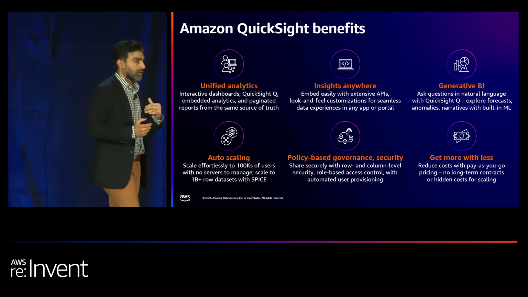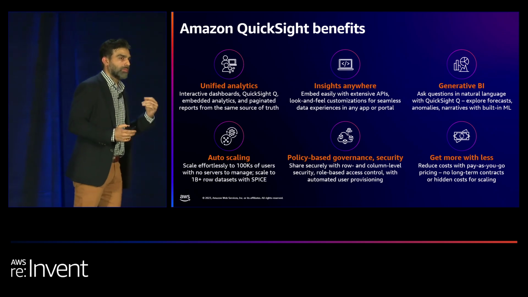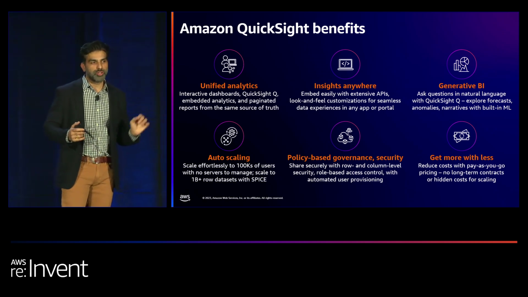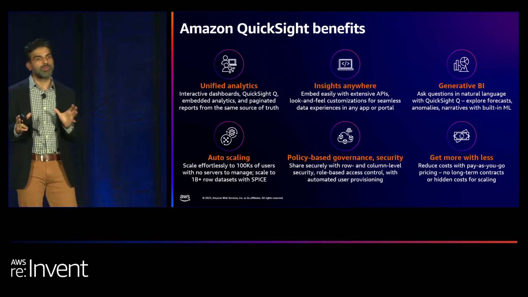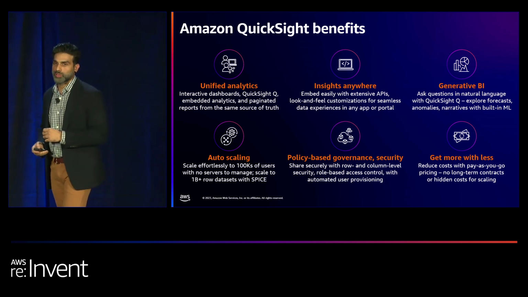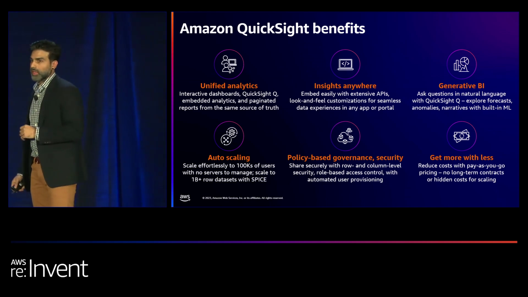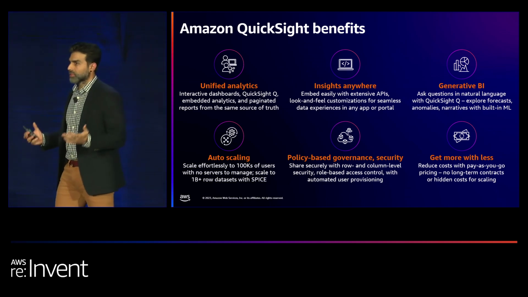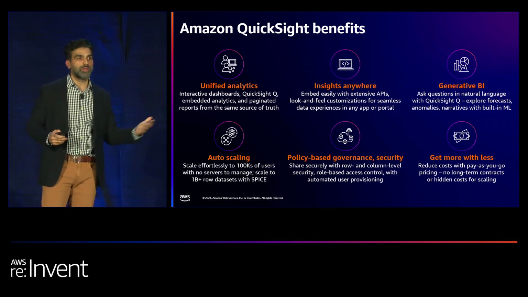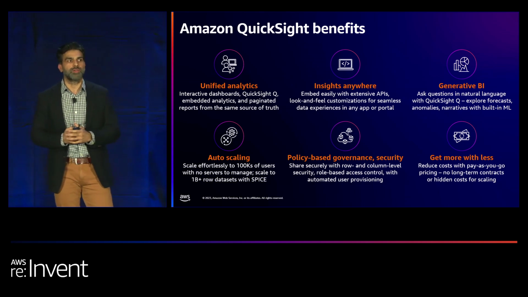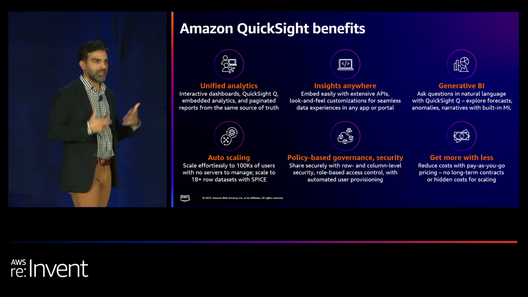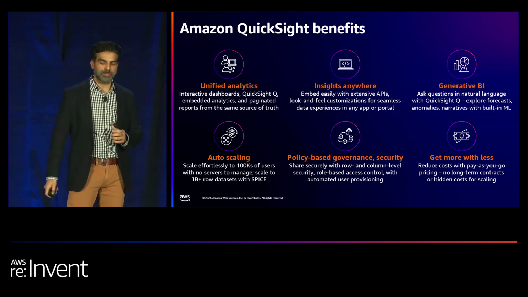With QuickSight, within the dashboards, you can apply row-level security and column-level security to control the access and the visibility of who gets to see what in the dashboard. And you can control that both at the user as well as at the group level. And like any AWS service, QuickSight comes as pay-as-you-go, so you only pay for what you use. There are no hidden costs for you to scale or share these dashboards across your organization.